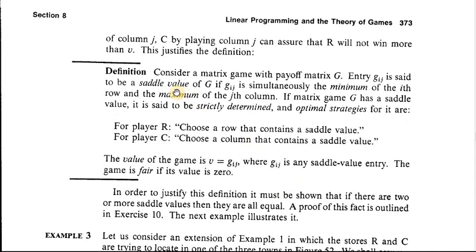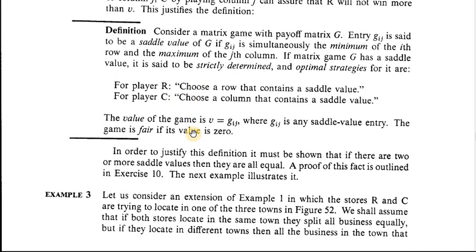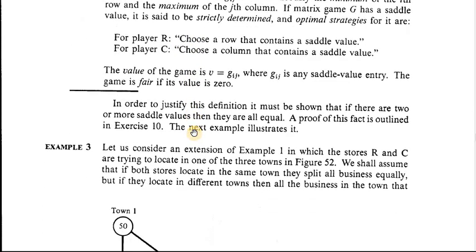As I said, saddle value, just review this definition. The Gij is a value that's simultaneously the minimum of its row and the maximum of its column. And if there is an entry in the matrix that has that property, that represents the option that both row player and column player will choose. The row player will choose that row and the column player will choose that column. Now it turns out there can be more than one saddle value.